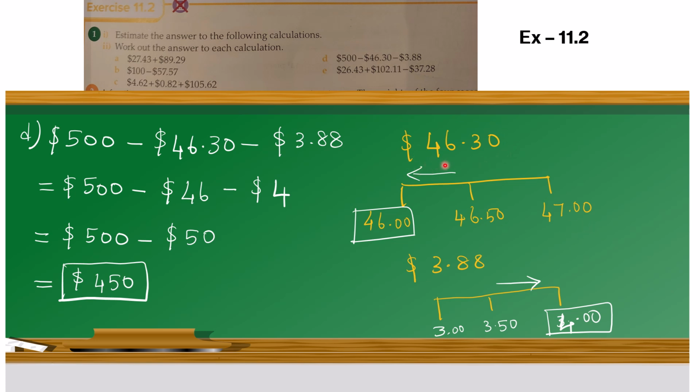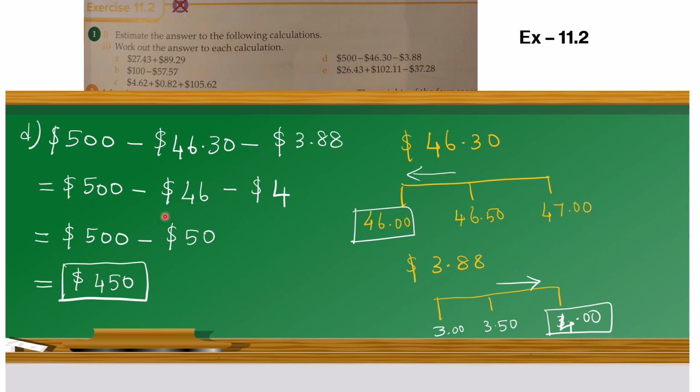Now let's look at the number. What is it? That is 46.30. That is below the middle number. That is less than the middle number. So the answer is 46.00. So that is $46. Then let's come to the last one. $3.88. Right? So let's use the number line again. 3.00, 3.50, 4.00. Okay, so 3.88 is above the 3.50, right? More than the middle number. So the rounding is 4.00. That means it's $4.